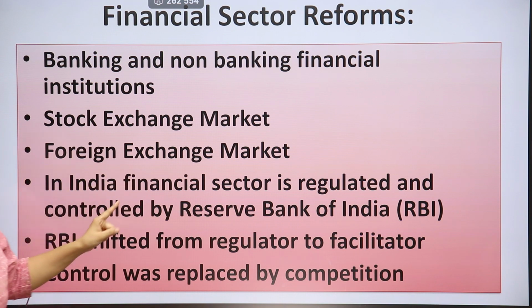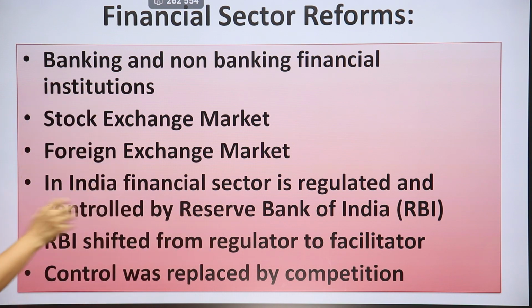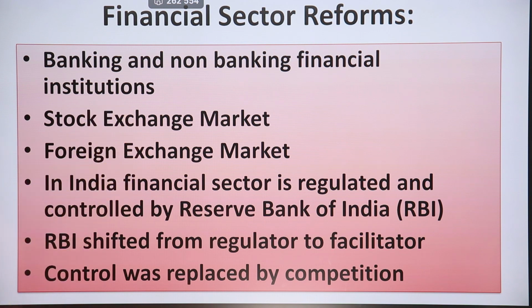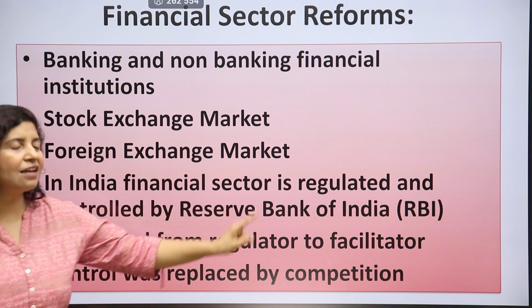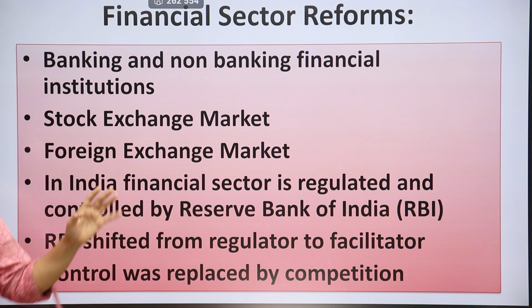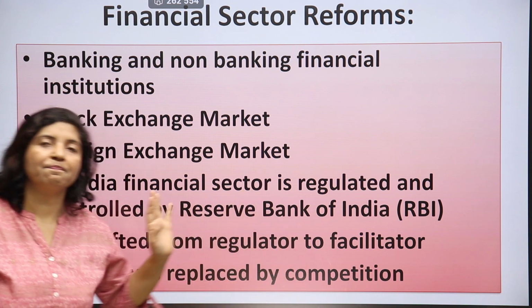Then in India, the financial sector is regulated and controlled by the Reserve Bank of India. Here, all the financial sector institutions are controlled by whom? By the Apex Bank of India. Which is the Apex Bank of India? Reserve Bank of India. So, RBI is the custodian, controller, or guardian of all the financial sector in your economy. Then RBI shifted from regulator to facilitator.